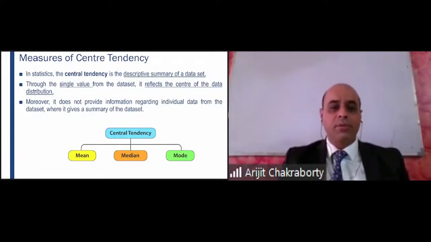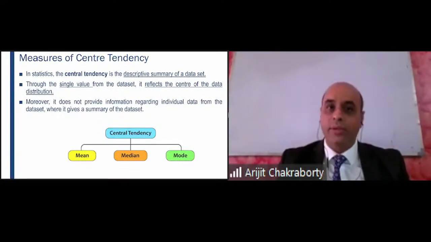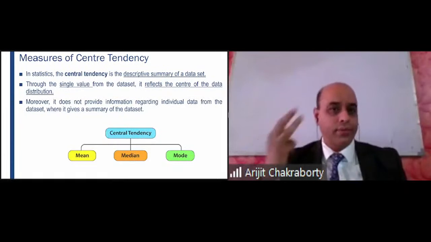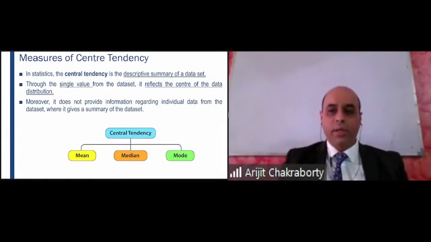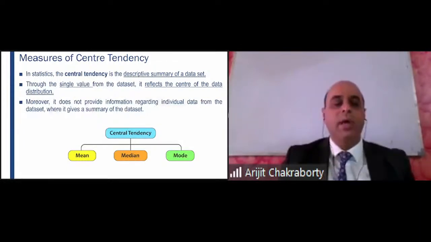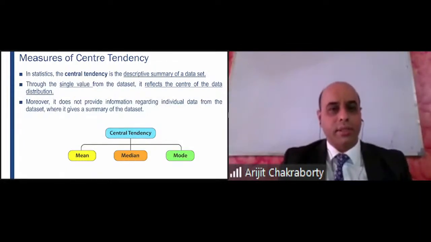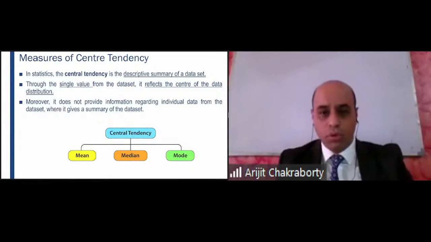Now, please note that there are three measures, three ways, three parts of central tendency. The first measure is mean or the average. The second is median. And the third is known as mode. So there are three types, which we will learn one by one. Today we are learning mean and median, and on the next day, we shall be understanding the concept of mode.